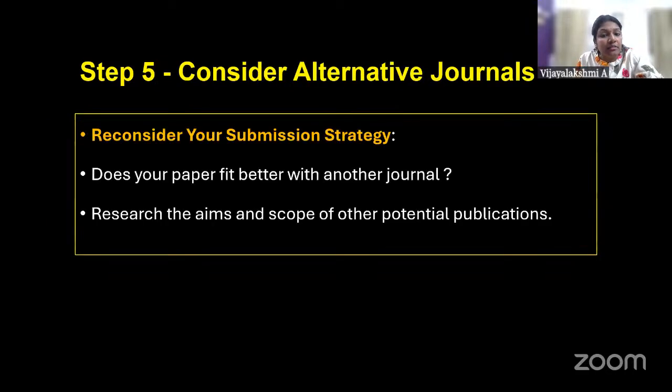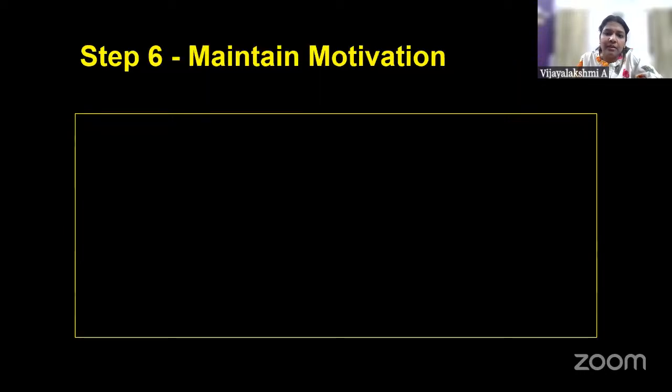Now start searching for an appropriate journal. You can just go through all the references cited in your paper. According to the references, you can get an idea of which journals those papers are getting accepted in. So this will give you an idea of which journal will be suitable for your current paper.